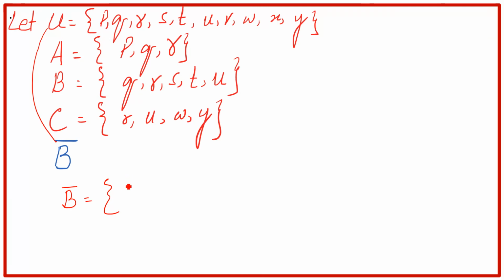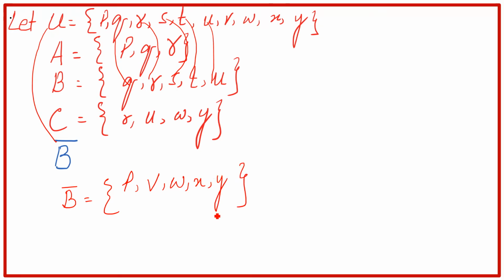B complement: P is there, and then Q and R are here. We will not write them down. S is also here, T is also here, U is also here, right? So we will not write down Q, R, S, T, U. What is remaining? P, V, W, X, and Y, right? This is B complement, which are present in U but not in B. So these are P, V, W, X, Y.